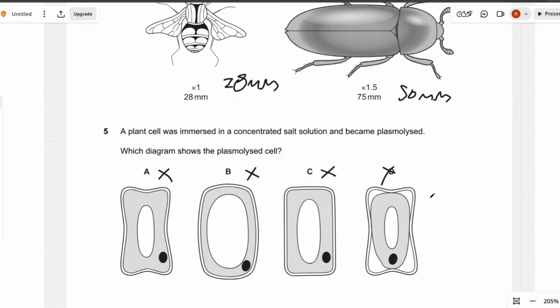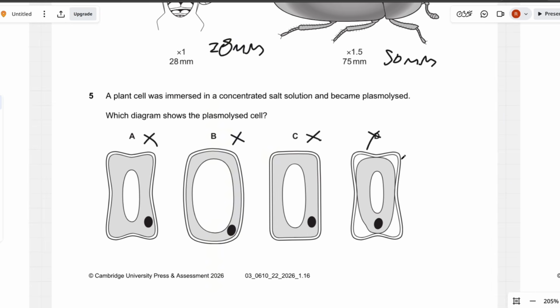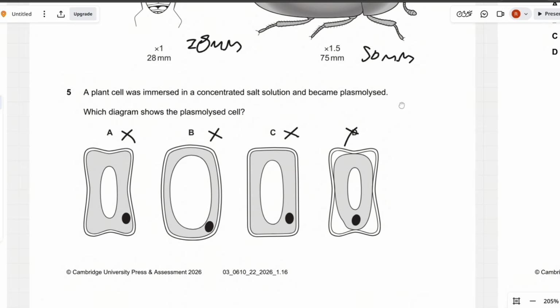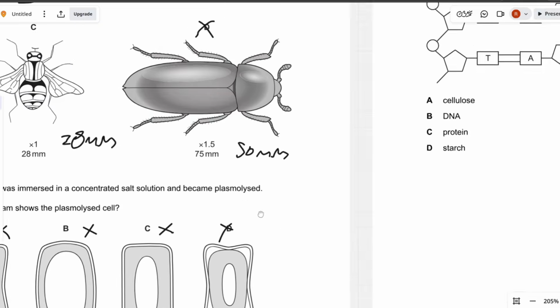And the reason why the cell membrane shrinks so much is because the cytoplasm itself contains water, not just the vacuole. So the whole cell loses water, and it shrinks in size so much that the cell membrane actually moves away from the cell wall.